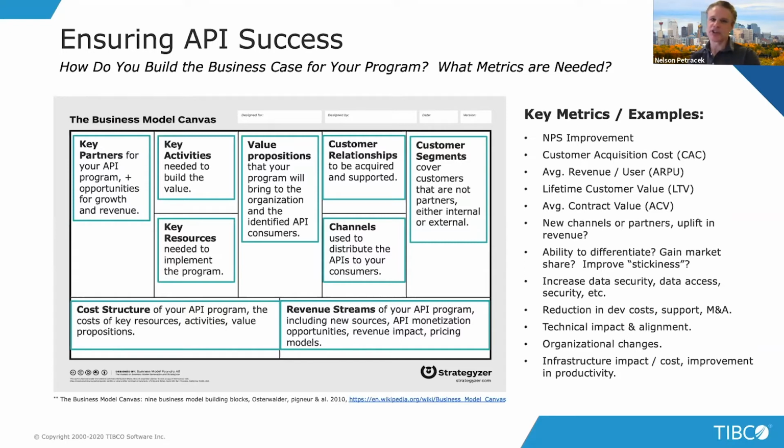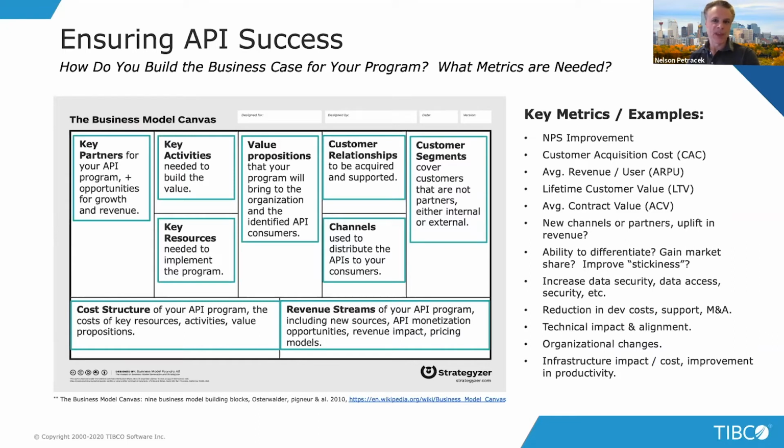The cost structure is probably the one that most people will start with, right? What does it cost me to set up my program and run it, staff it, and so on? And then also from a revenue standpoint, how do I drive or determine the revenue that's associated with my API program? And again, that is related to potentially things like new sources of monetization, the way in which I can price these things. There are just different ways in which I can drive revenue for my API program.